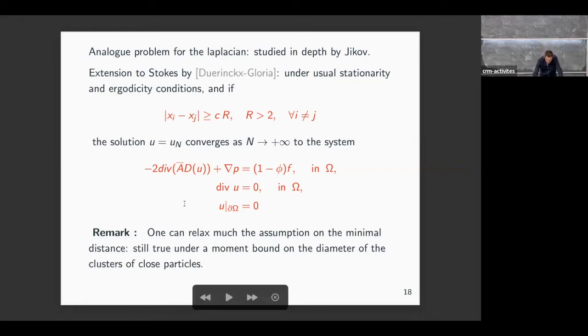Okay. But the interesting thing is that one can go much further than this separation assumption. You can prove that you still obtain this kind of limit problem as long as the clusters formed by close particles are not too big, in the sense that you need a moment bound on the diameter of the clusters of particles.